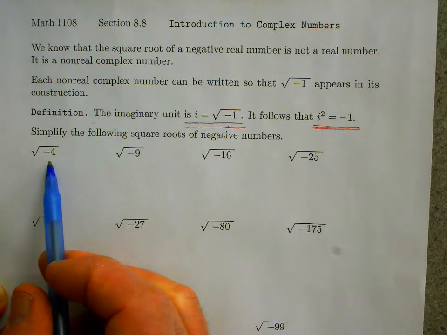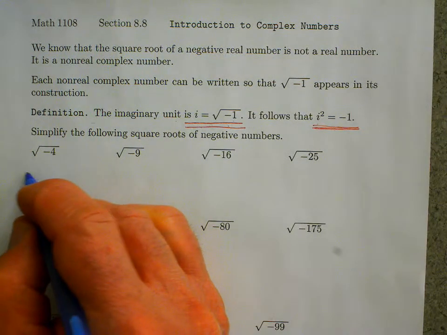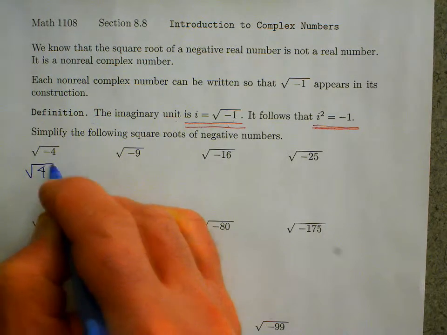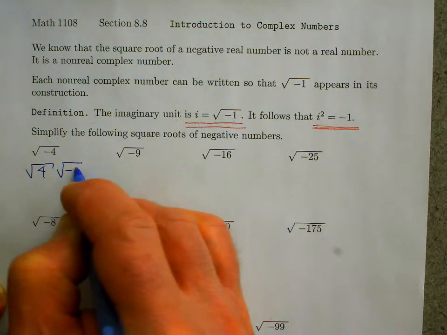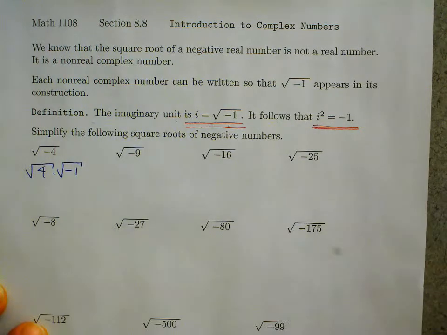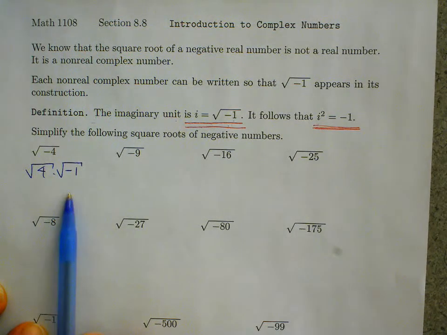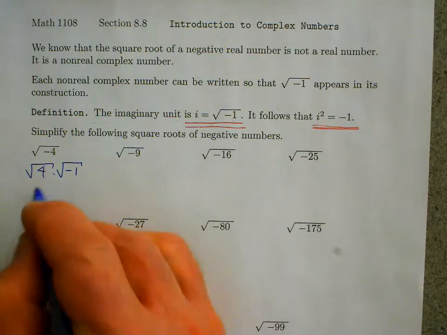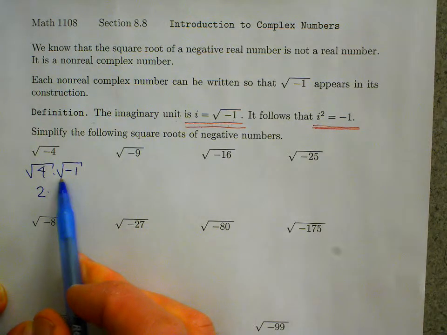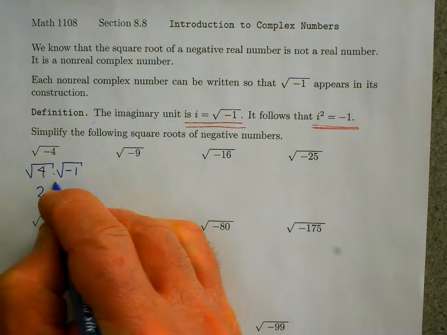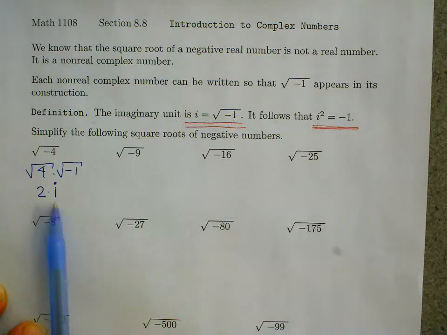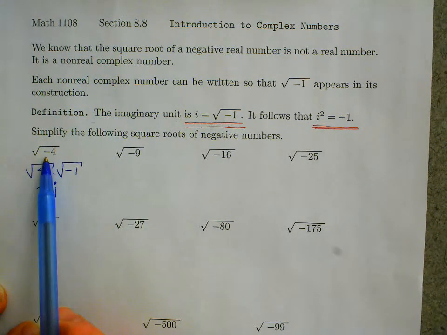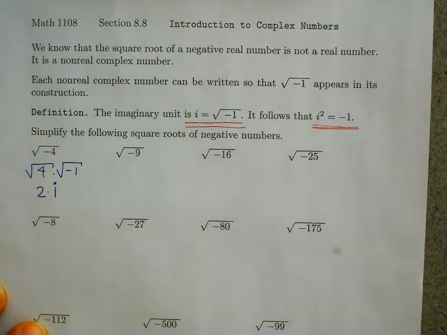The square root of -4, you can think of this as the square root of 4 times the square root of -1. Here we're just using the product property of square roots that we saw earlier this semester. And then we simplify. The square root of 4 is 2, and instead of writing the square root of -1, we just replace it with i. So 2 times i is what we get when we simplify the square root of -4. So that's about all there is to it.